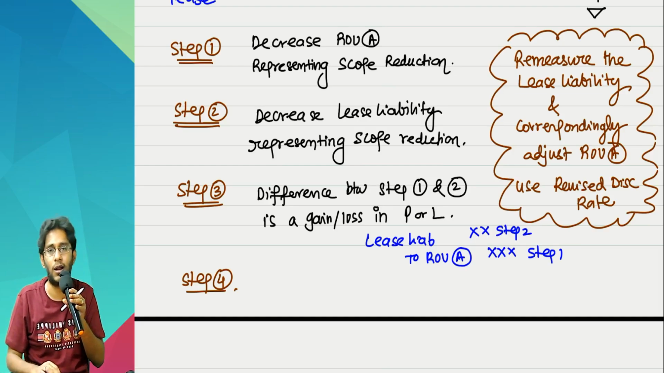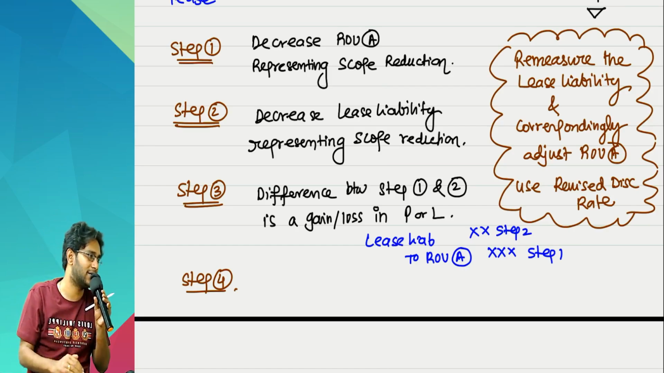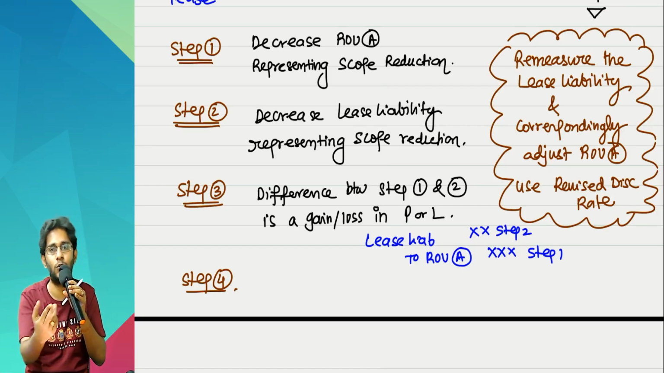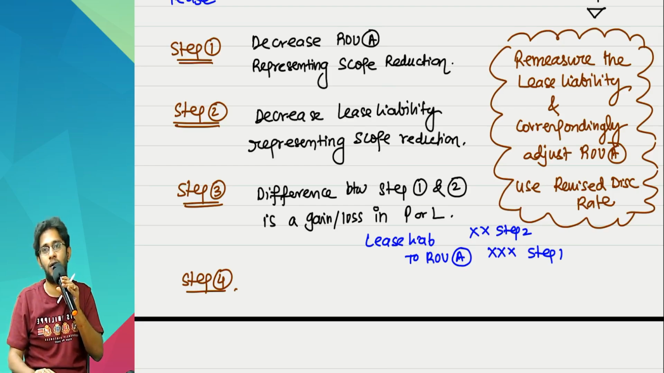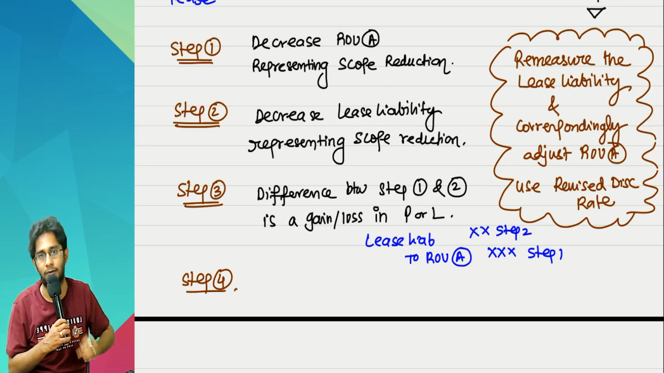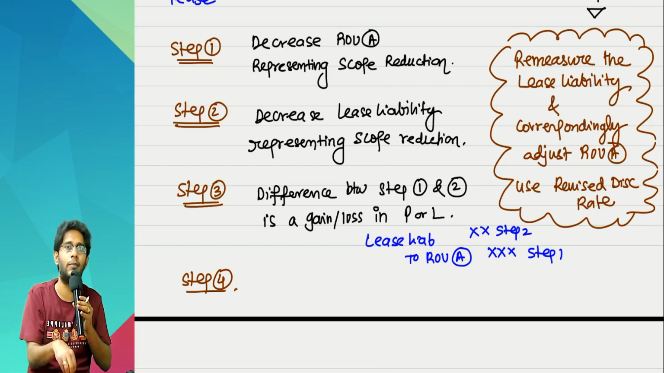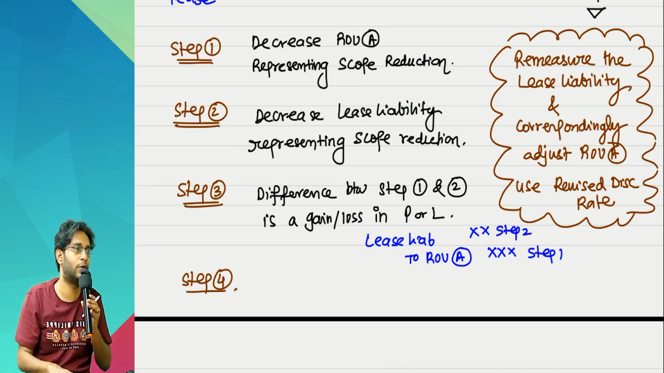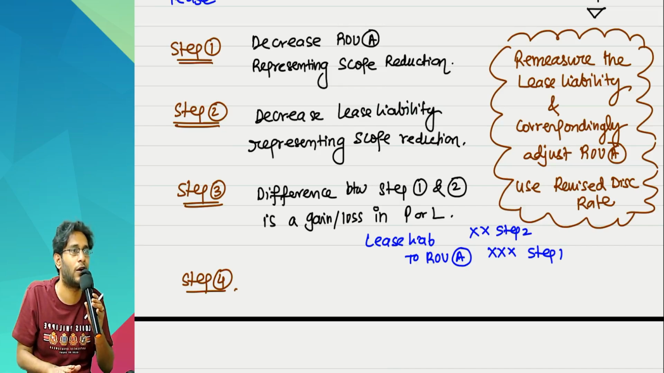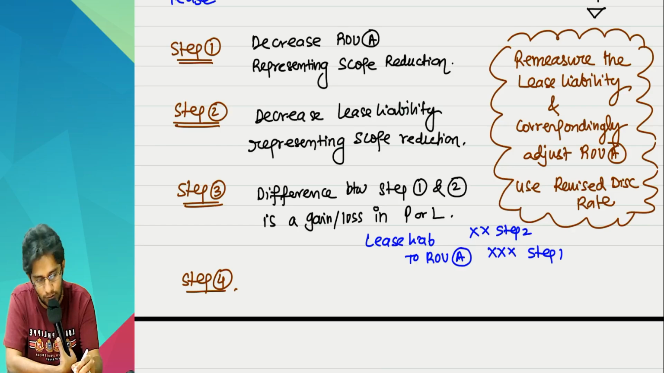When you remeasure it, what will happen? Either the lease liability will increase or it will decrease. Correspondingly adjust it to the ROU asset. So till now what we did is adjust for the scope reduction. Now what I am asking you is to adjust this liability account to reflect the present value of future lease payments, because if you don't adjust that, ACM will not work from tomorrow. Over.